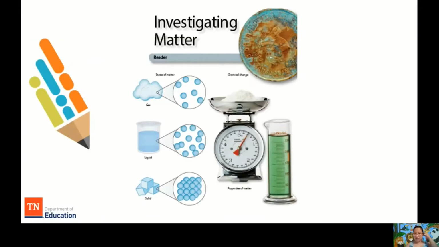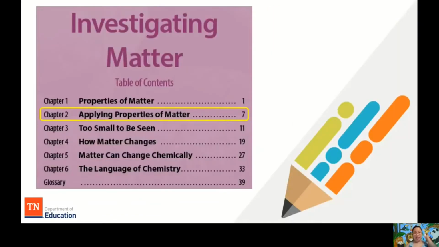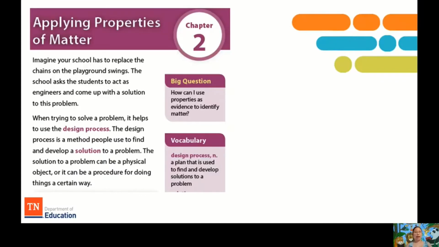Here's our reader, Investigating Matter. Today we're reading Chapter 2, Applying Properties of Matter. Imagine your school has to replace the chains on the playground swings. The school asks the students to act as engineers and come up with a solution to this problem. An engineer is a person who designs and creates things to solve real-world problems.